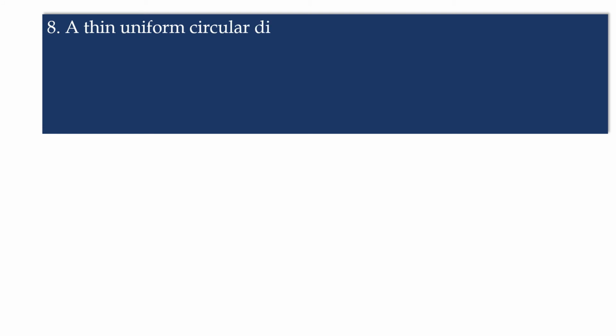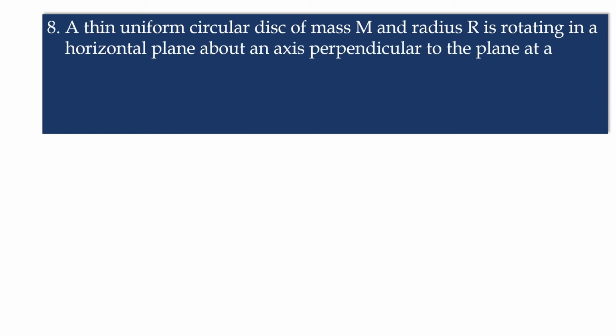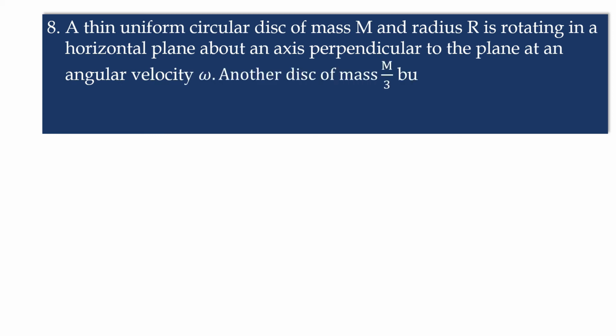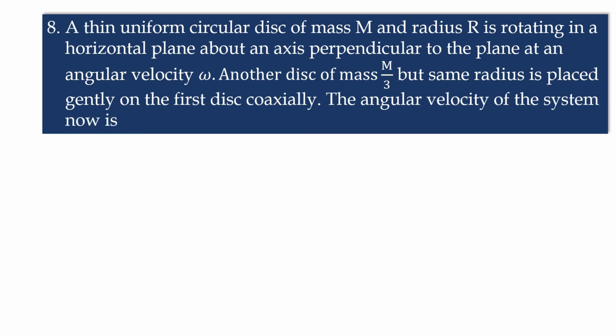A thin uniform circular disk of mass m and radius r is rotating in a horizontal plane about an axis perpendicular to the plane at an angular velocity omega. Another disk of mass m by 3 and the same radius is placed gently on the first disk coaxially. The angular velocity of the system now is, here we have to calculate the angular velocity of the system. Now let us go to the solution.